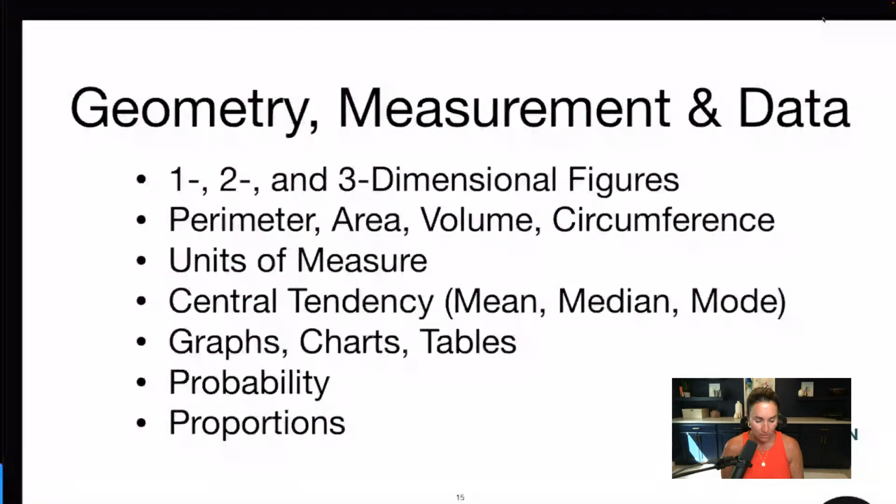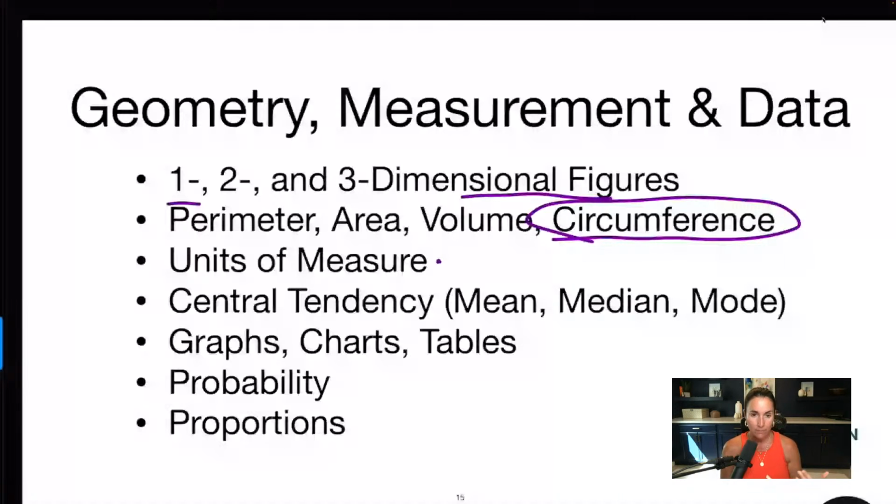All right. And the last section of the math, geometry, measurement, and data, probability and stats. I had to shorten that a little bit here. So we're going to have 1, 2, 3-dimensional figures. We might get this in a word problem. We might get it in an equation. Perimeter, area, volume, circumference, circles, cylinders, things like that.